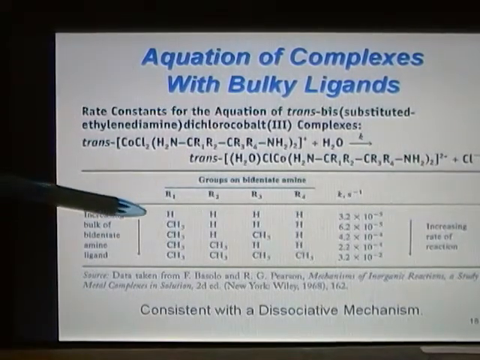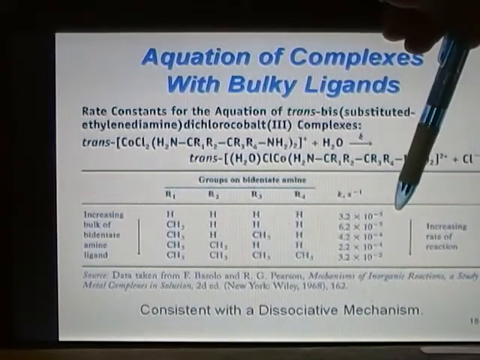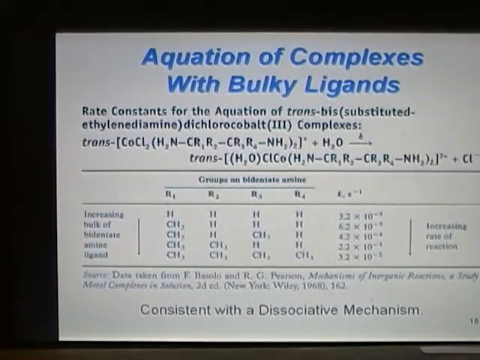What you'll notice is that as you increase the bulk of the bidentate ligands, you also increase the rate of the reaction. This means that there's steric crowding around the metal cation. The chlorine is not as tightly bonded to the cobalt because the bulky rings keep pushing it out. This is also consistent with the dissociative mechanism.